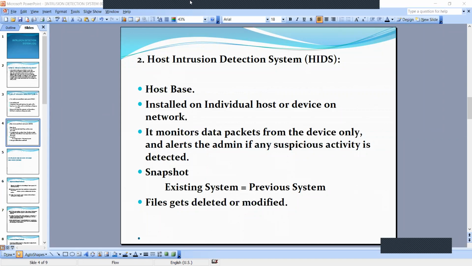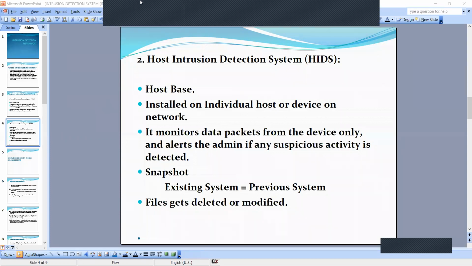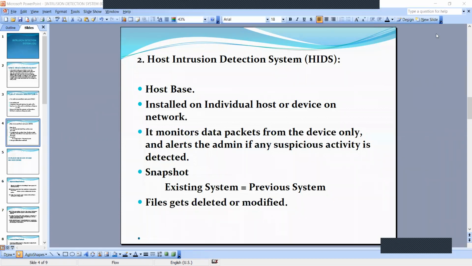So these two are the main types of intrusion detection system. There are more types like hybrid intrusion detection system and protocol based intrusion detection system, but the two that I mentioned above were more important types, so I just present to you these two types.